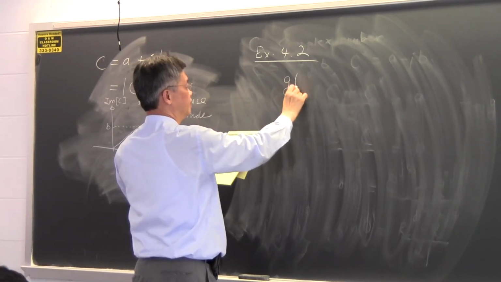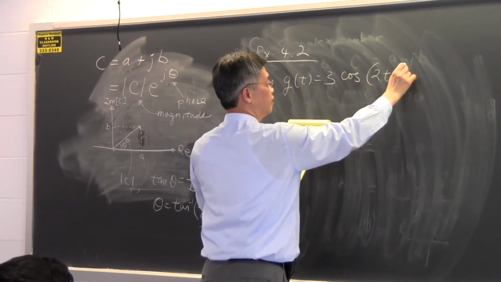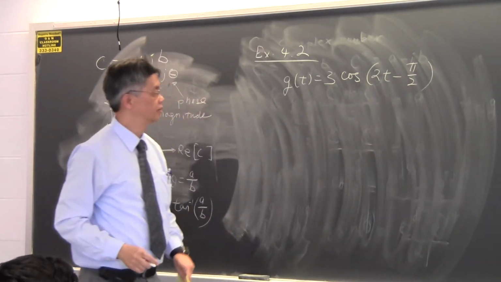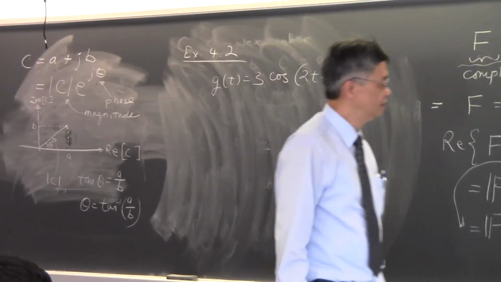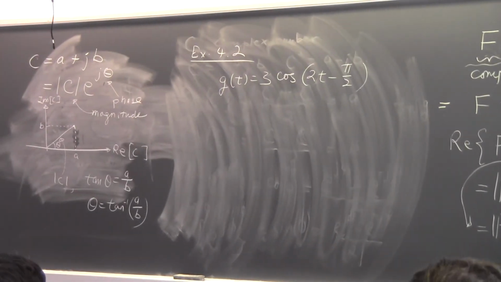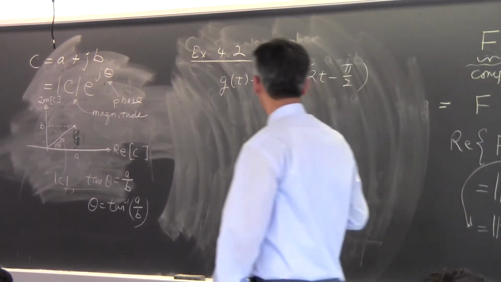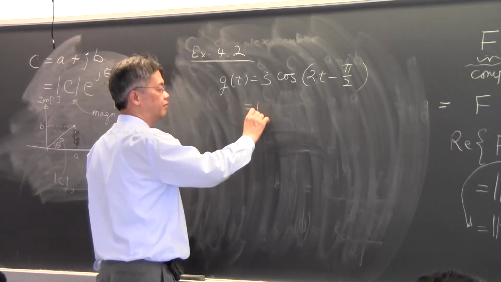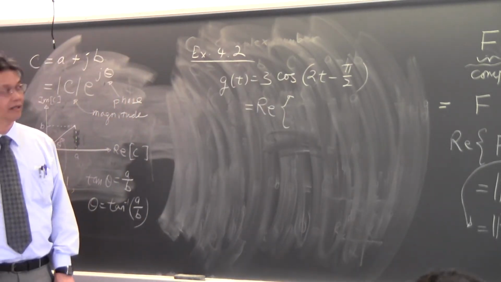I have g of t is equal to 3 cosine of 2t minus pi over 2. Okay? And it is often said that this number... let me not say that first. If I were to write this as a real part of something, what's that something that I need to put in there? It's very easy.